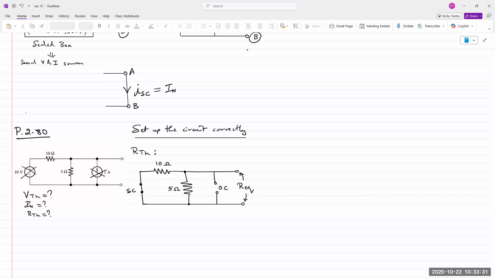But in this case, we are trying to find Req. Req is from the right. You're looking into the circuit. And so we have 2 points right there, and we are taking those measurements across those 2 points. Hence, 10 and 5 are in parallel. And so Req is 10 and 5 in parallel. Hence, our Thevenin resistance is 10 and 5 in parallel.